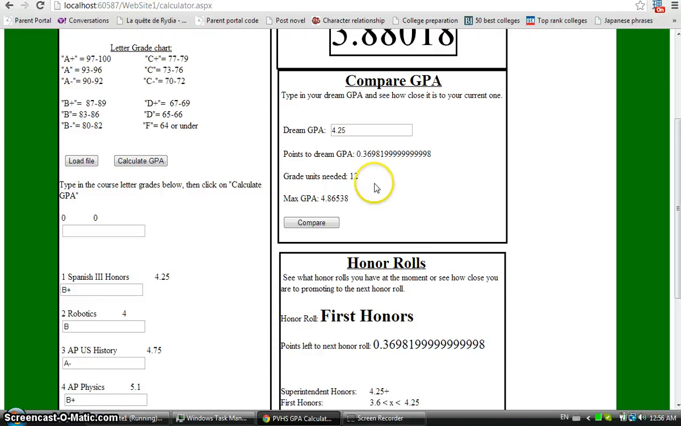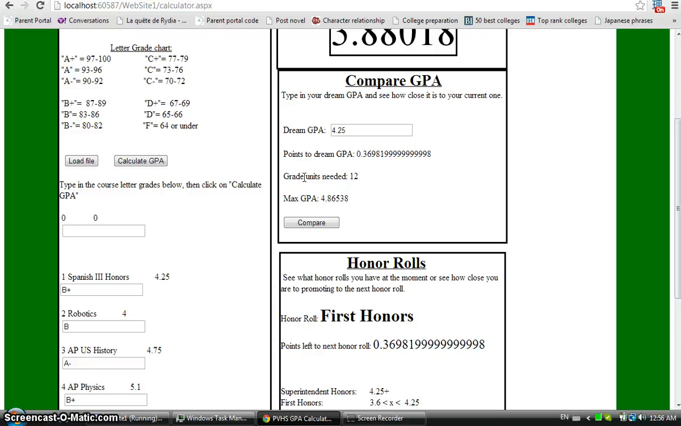But first, I need to tell you about grade units. There are three components of a letter grade. For example, a B. There are three types of Bs: a B minus, a regular B, and a B plus. If you manage to increase your grade from a B minus to a B, your grade will increase by one grade unit. That's equal to one grade unit.